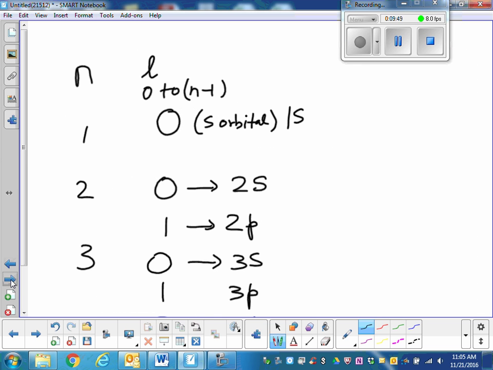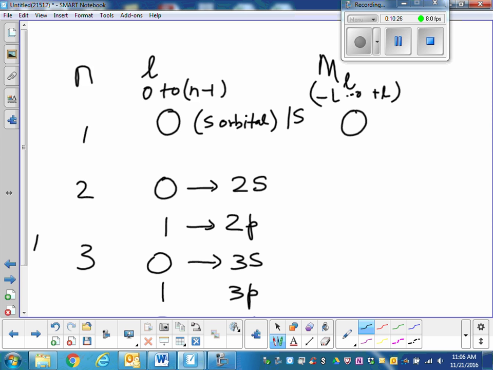Let's go back to this. When I'm talking about ML, are you all with me? It ranges from minus L to 0 to plus L. These are the values ML can take. Now, when L equals 0, there is no minus 0 and plus 0, guys. The only value ML can have is 0.